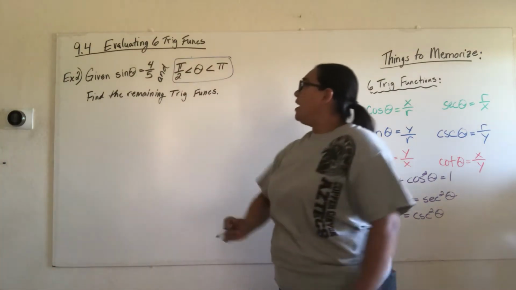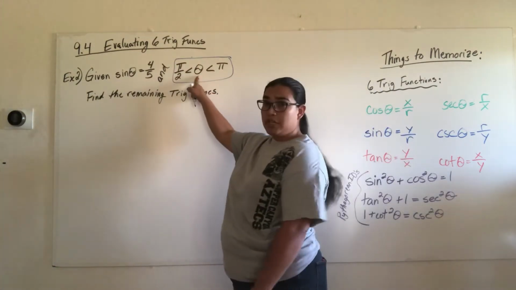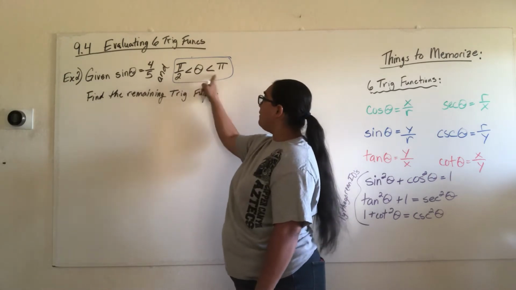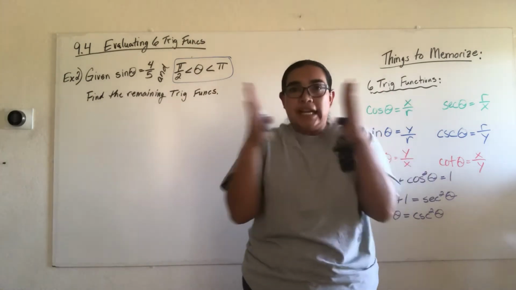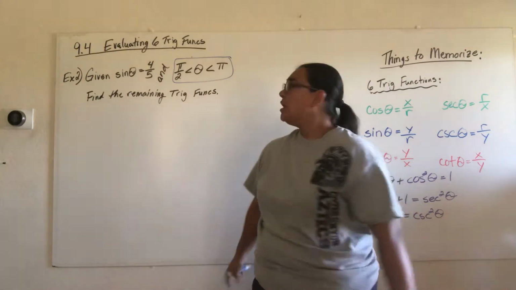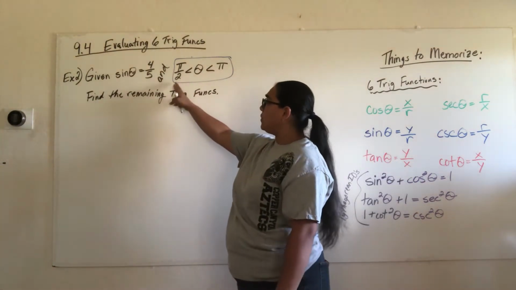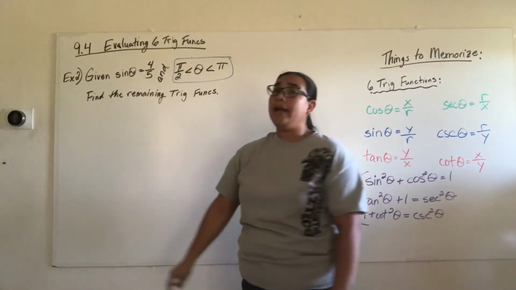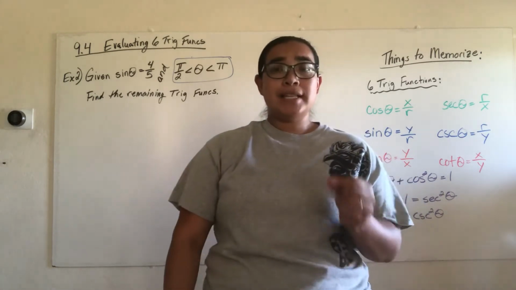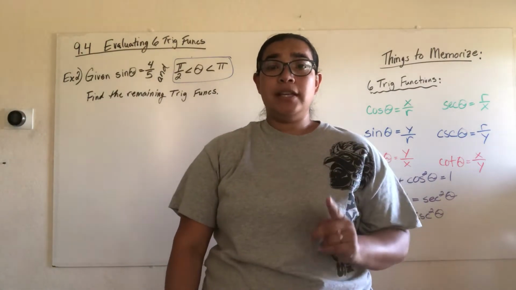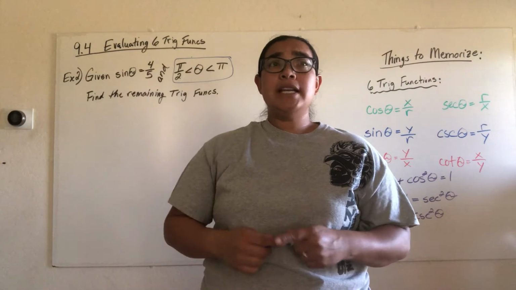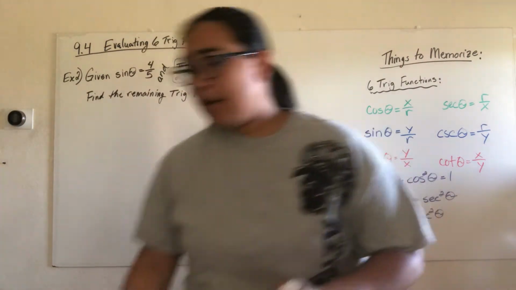They say theta is between, remember, whenever they have these two inequality symbols like that, it's just saying it's sandwiched between. So they're telling you that your angle is sandwiched between pi/2 and pi. And so why is that important? Because that's actually telling you what quadrant it is in. So think about it. Where is pi/2 and pi? What quadrant does that fall between?